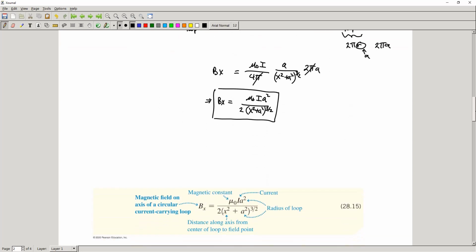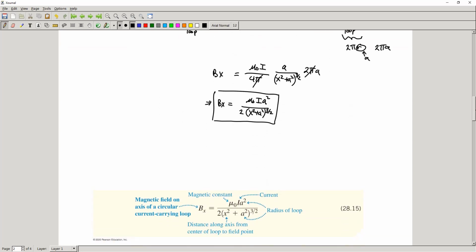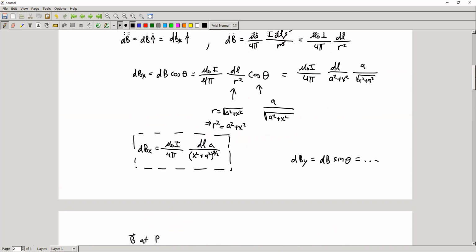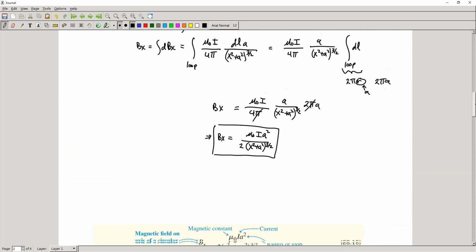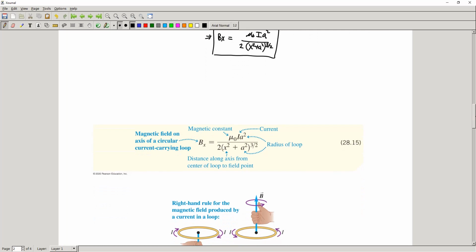And we know that our Bx is going to point in the x direction, the i hat direction here, because all the other contributions have canceled out. So the only magnetic field present along the axis here is the part in the x direction. And that's exactly what the textbook gives us. They do it very similarly to the way that I did it here, and like I said, we might look at a different way later.